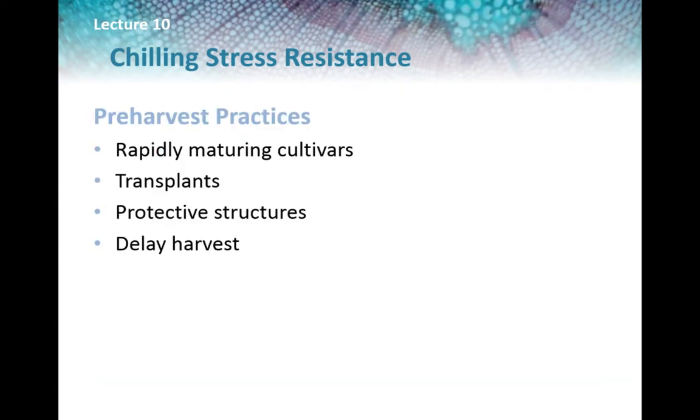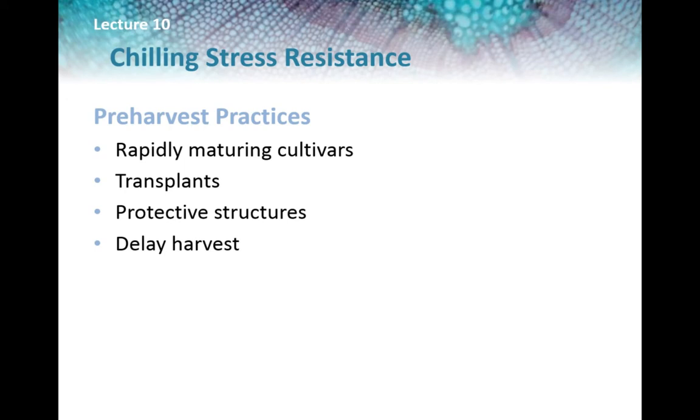We will conclude the area of chilling resistance by switching from plant-based responses to cultural practices aimed at reducing chilling injury. Pre-harvest practices focus on avoidance or evasion strategies. The use of rapidly maturing cultivars allows progression from seedlings to harvest during the window between early and late season low temperatures. We can achieve a similar result for plants with longer life cycles by using transplants which spend several weeks in protected structures, effectively lengthening the growing season.